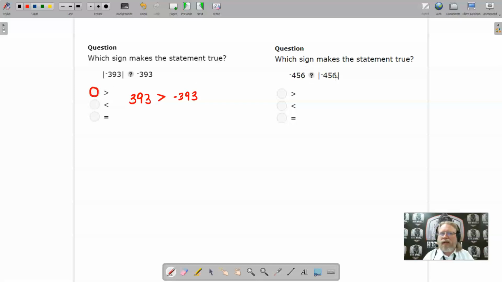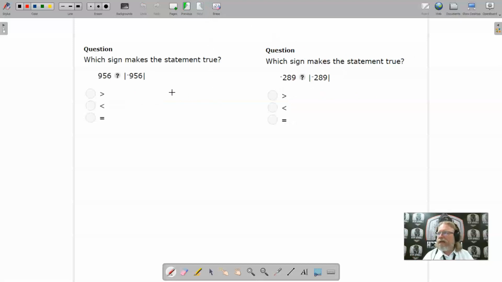On this next one here, again, they look like identical numbers, but if we look closely, we'll see that the first one, 456, is actually negative 456. We have to compare that to the absolute value of negative 456. This is an absolute value, so it's going to become positive, because negative 456 is 456 units from 0 on a number line. Negative numbers are always less than positive numbers, so we want less than. And we would say that negative 456 is less than positive 456.